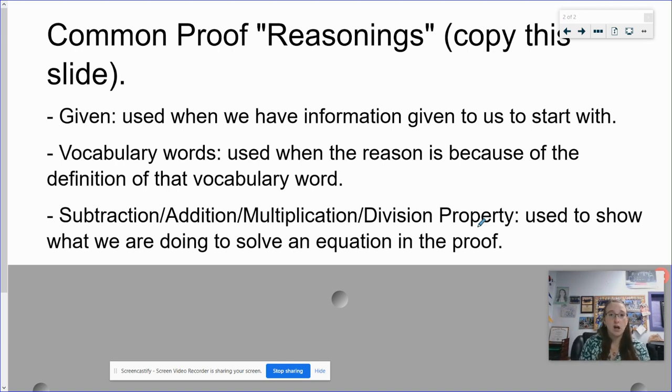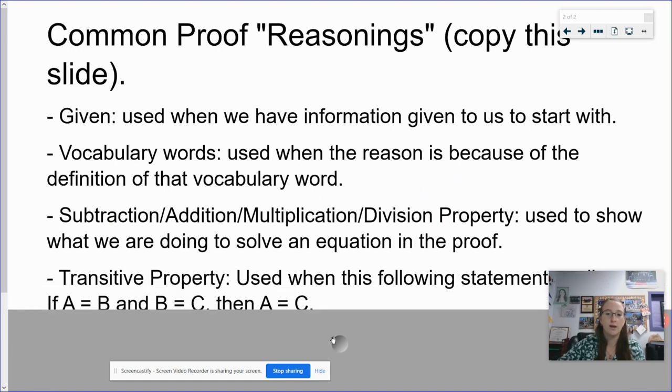So sometimes we do have to solve an equation in our proofs. And if we do, we have to say what we're doing. So if I go from step 1 to step 2, and what I did was subtract something, that's my reason. This is a true statement because to get here, all I did was subtract. So sometimes we might use this as well if we're trying to solve an equation in our proof.